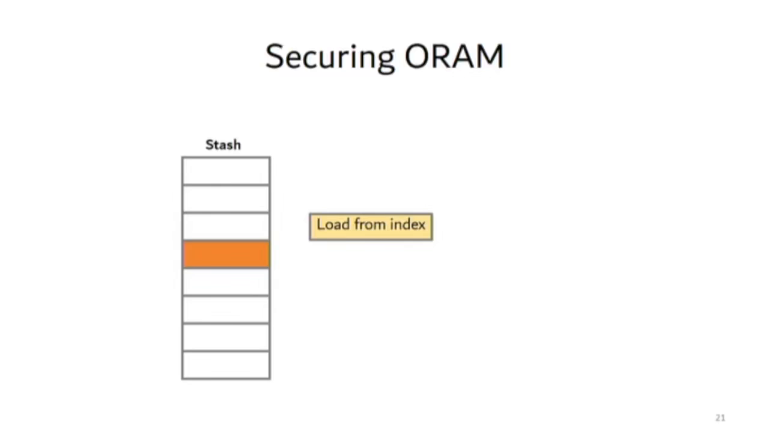You can't really expect to insecurely read the stash or the position map and expect that it would be secure. For example, with the stash, you have to load from it and send it to whoever asked for this block. That means you have to go through the stash and copy it from one memory location to another. So you have to load it from here.